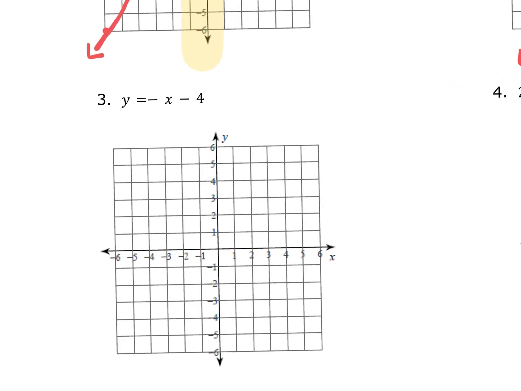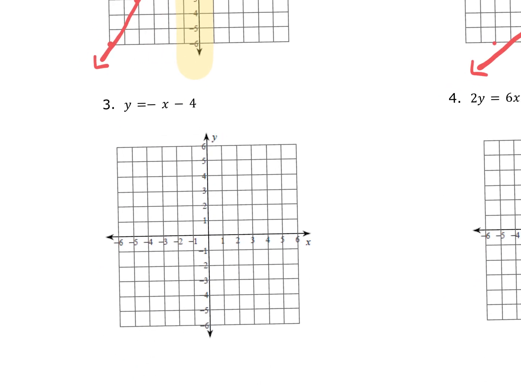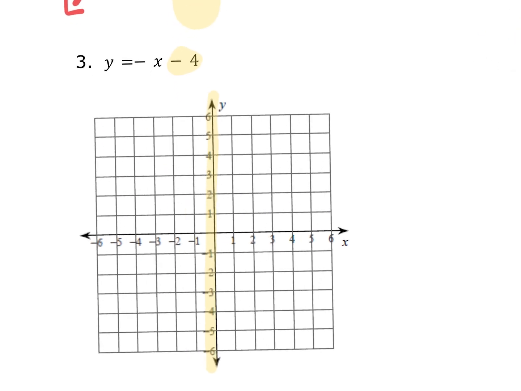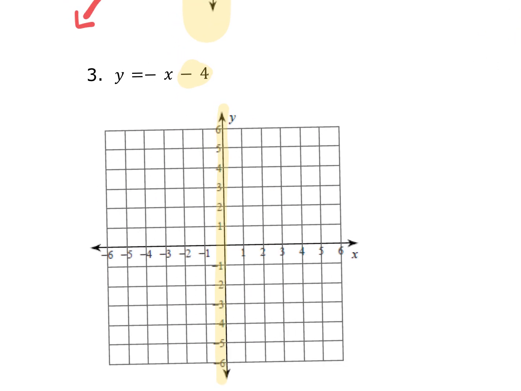Okay, so we're going to do the same thing with number 3. We're going to find our b value. Our b is what's at the very end. And we're going to plot that right on that y-axis. Okay, when I look in front of my x, I just have, sorry about that, I just have this negative right here. Okay, so it's not really telling me anything.